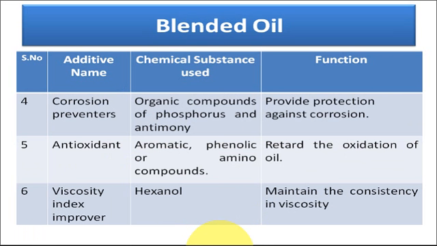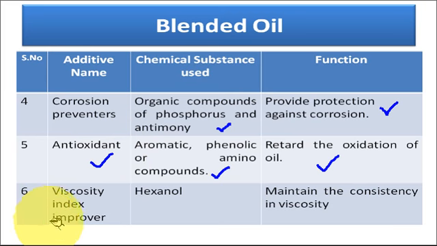Next are the corrosion preventers. For corrosion preventers, organic compounds of phosphorus and antimony are used. The function of corrosion preventer additives is to provide protection against corrosion. Next additives are the antioxidants. Basically, aromatic, phenolic or amino compounds are used as antioxidants. The role of these antioxidant additives is to retard the oxidation of the lubricating oil.